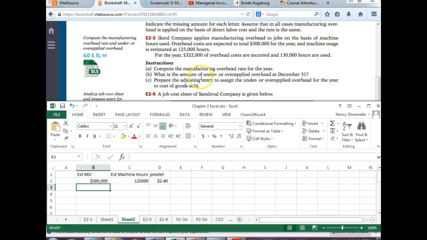Now it says, what is the amount of under or over applied overhead at December 31st? So we had 125,000 hours. We apply it at 240 an hour, right? So we have put into manufacturing overhead, let's just create a scenario here.